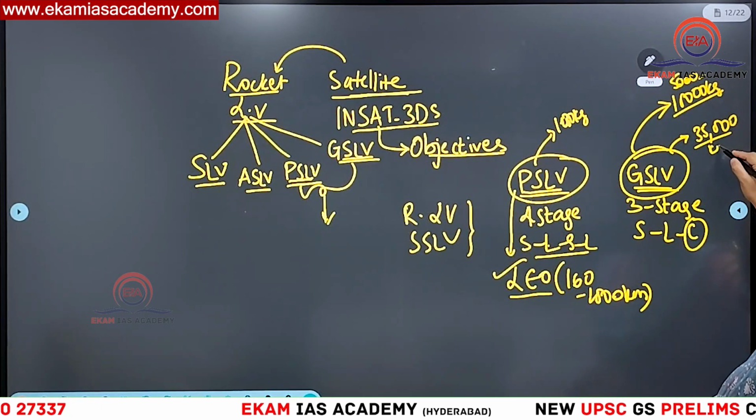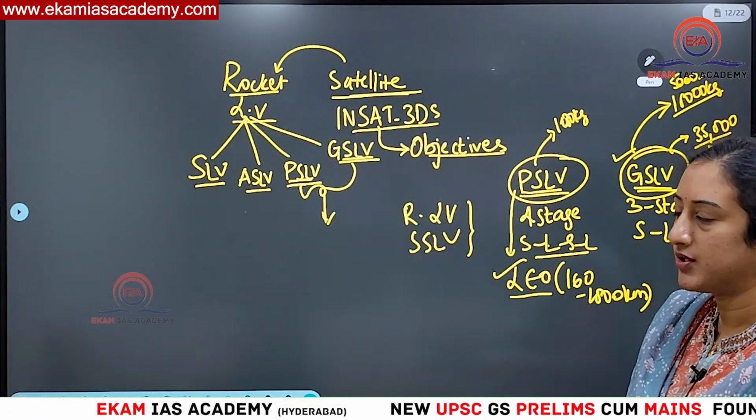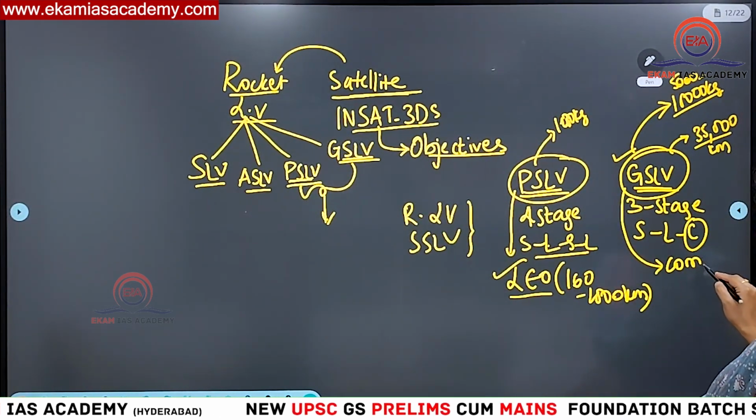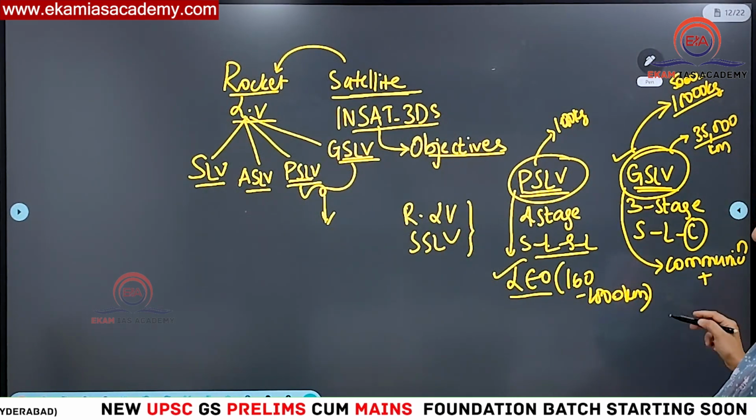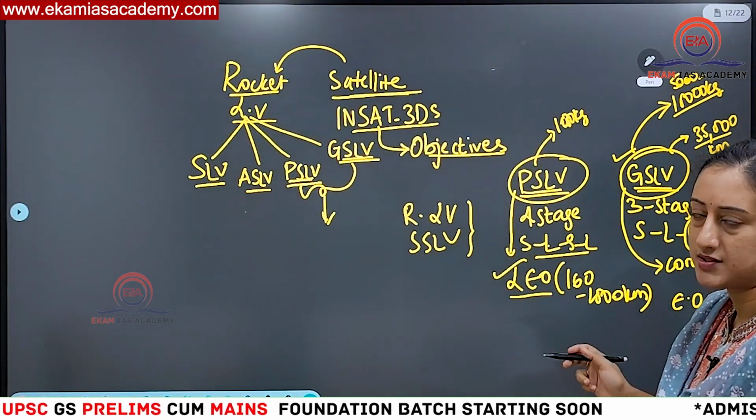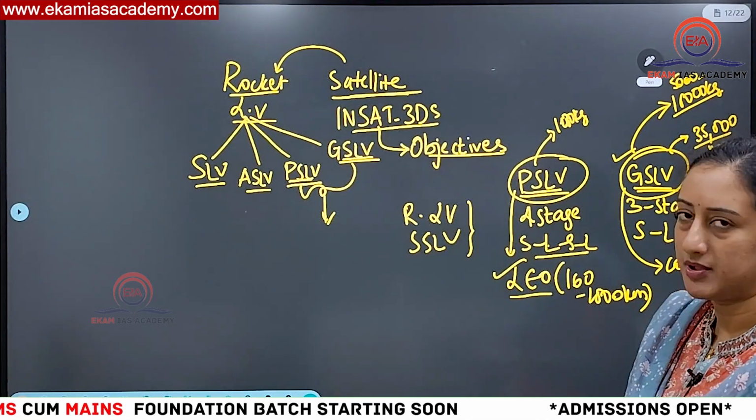So they have their own advantage. That is why we use GSLV for these types of launches. GSLV will mostly be used for communication satellites. It can be used for communication satellites, and also for Earth observation satellites, and we are also using GSLV in the study of interplanetary missions. In this way, they have the fundamental difference.